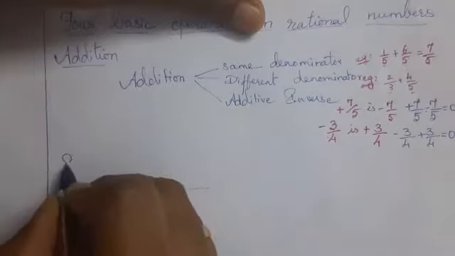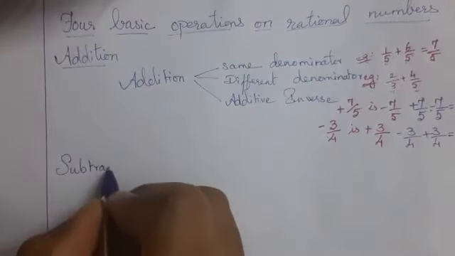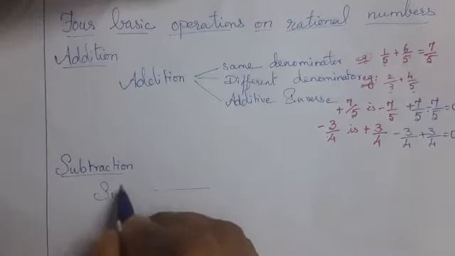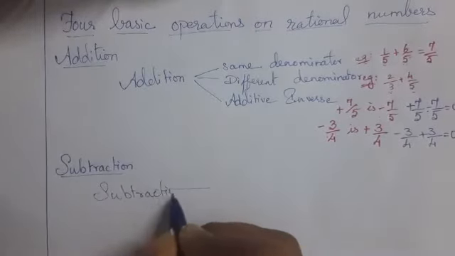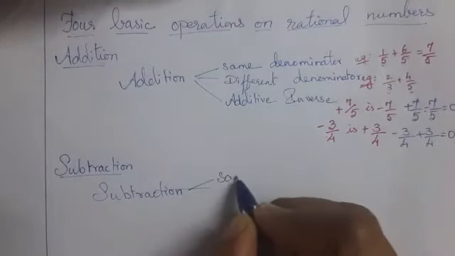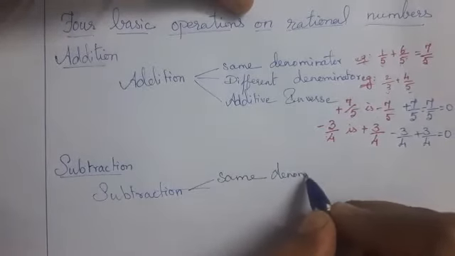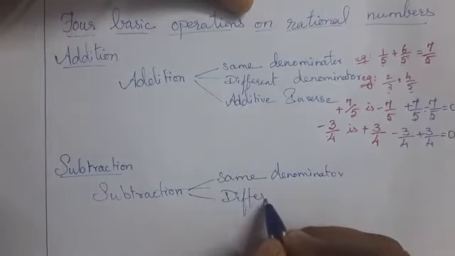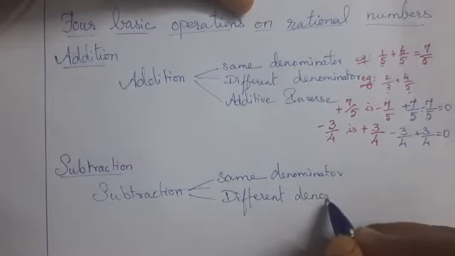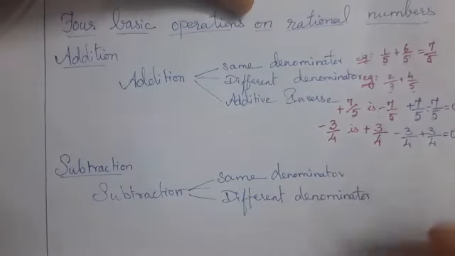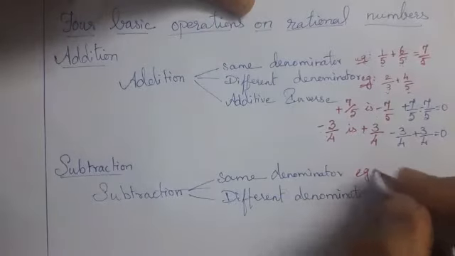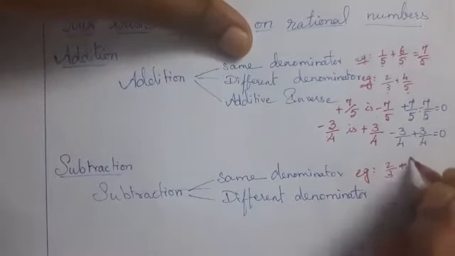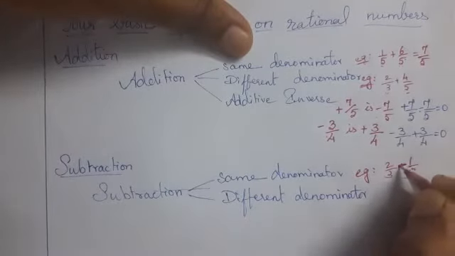See the subtraction. In the subtraction, you have two varieties. One is same denominator. Next one, different denominator. Same denominator means, for example, 2 by 3 minus 1 by 3. 2 by 3 minus 1 by 3.